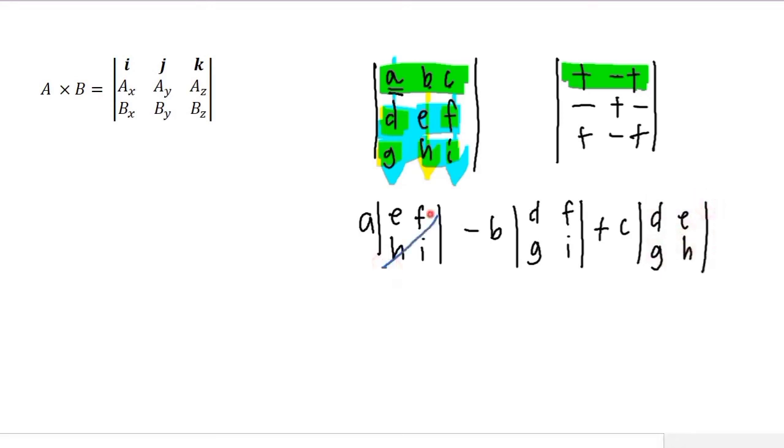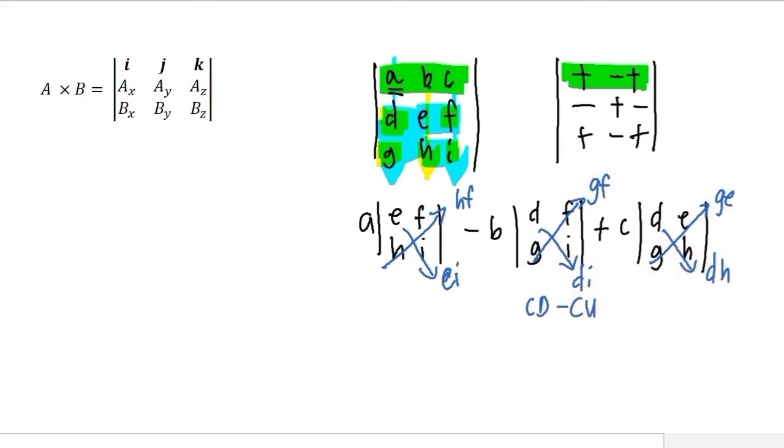And then, cross up, cross down lang tayo dito. So, for cross up is this. For the cross up, that's HF. And for the cross down, that's EI. No? And here, we have GF. And we have here DI. And here, we have GE and the DH. Tapos, always cross down minus cross up. So, we would have here EI minus HF. Yun yung cross up niya. Multiplied by this A here.